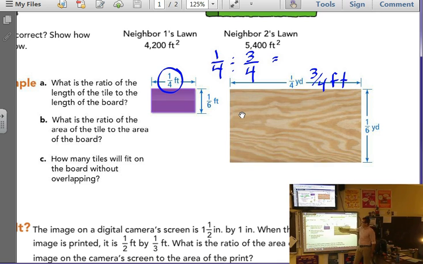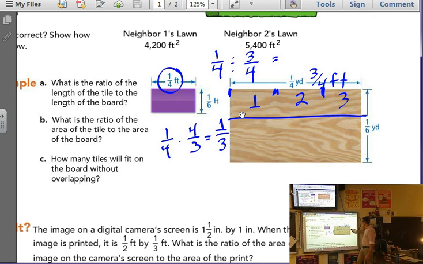I can keep, change, flip that, which becomes 1/4 times 4/3. The 4 on top and bottom will cancel. Or if I compute and then reduce, I will get 1 to 3, which tells you this length 1 will actually fit on here 3 times. So we have 1 tile, 2 tiles, and 3 tiles. And then actually, if you want to draw the picture, that's approximately what it would look like. You could stack 3 tiles tall, and you could run 3 tiles long. So 3 by 3, you end up with 9 tiles on your board. So the length ratios should have come out to be 1 to 3.